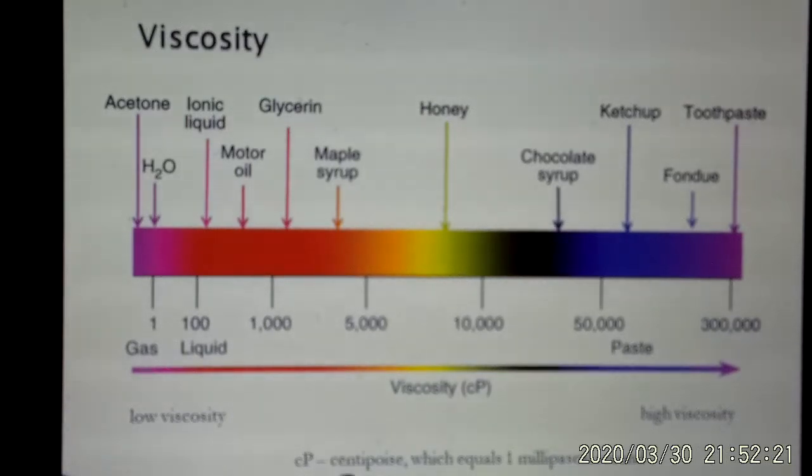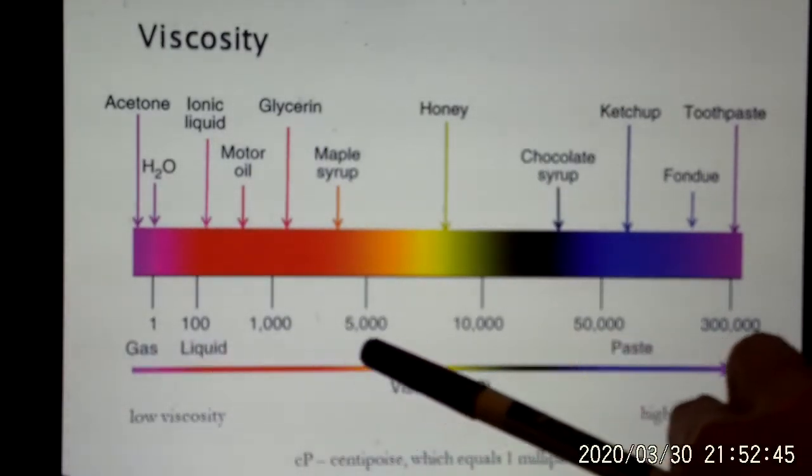Centipoise, or 1 millipascal second. So remember, time is involved because we need to see how long it takes to actually pour a liquid. Very low viscosity liquids are like water and acetone. You have gases.